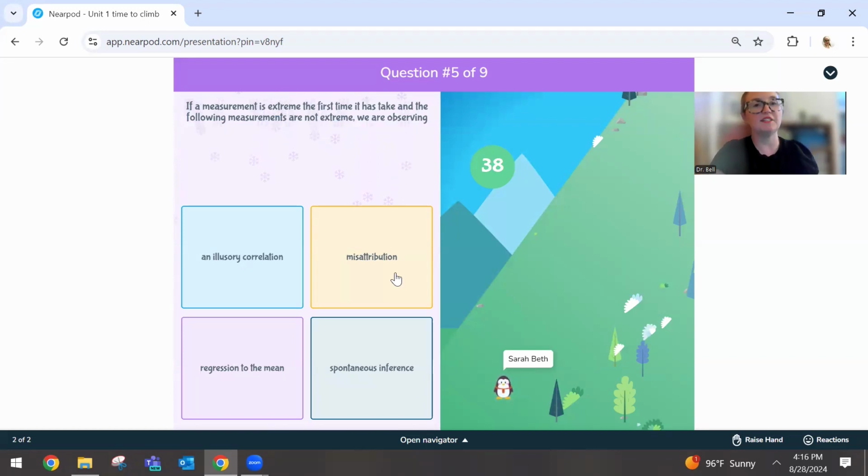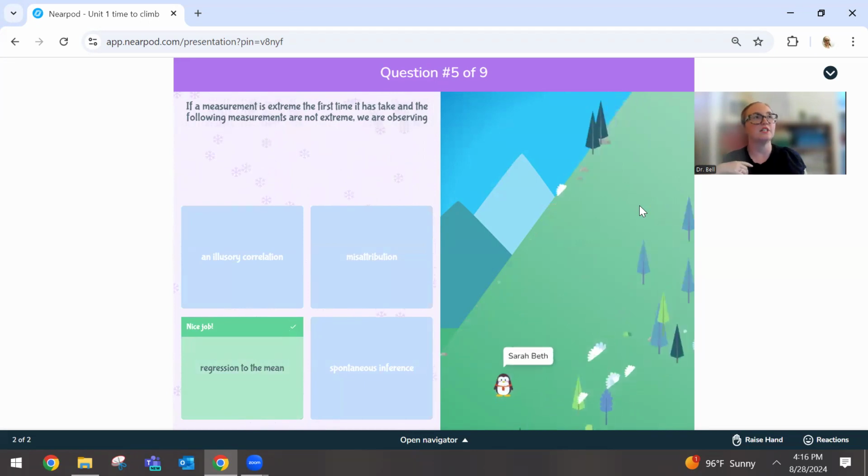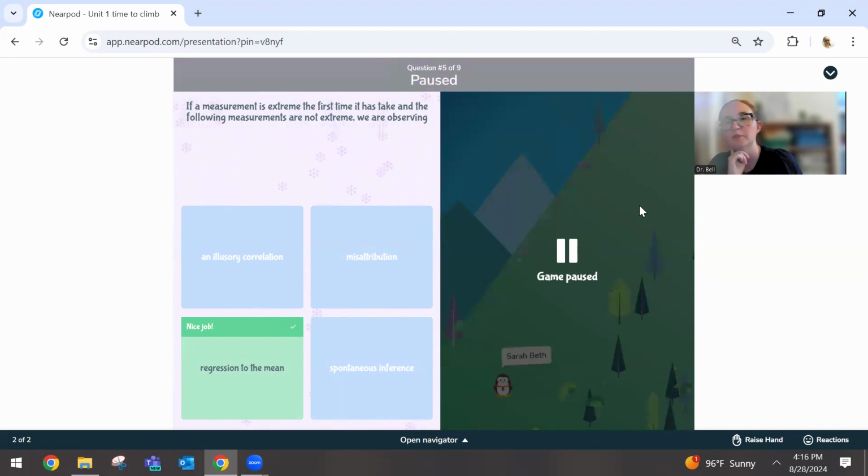If a measurement is extreme the first time it is taken, and then the following measurements are not extreme, we are observing an illusory correlation, misattribution, regression to the mean, or spontaneous inference. We are observing regression to the mean here. So regression to the mean, that's like if one day you weigh like 6 pounds more than normal, and then the rest of the days you weigh a lot closer to your normal weight, it regressed to the mean.